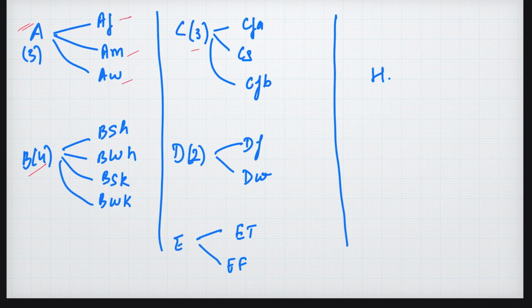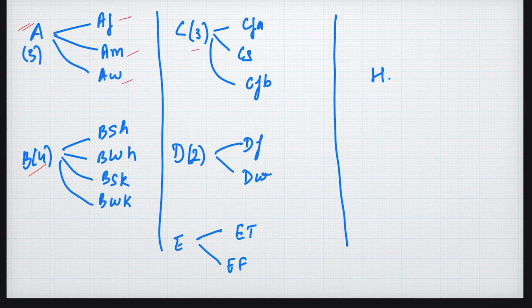AF is tropical wet. AM is the tropical monsoonal climate. AW would be tropical wet and dry climate. Now with B, BSH would be subtropical steppe type of climate. Then BWH would be subtropical desert. Then BSK would be mid-latitude steppe climate, and then BWK would be mid-latitude desert.